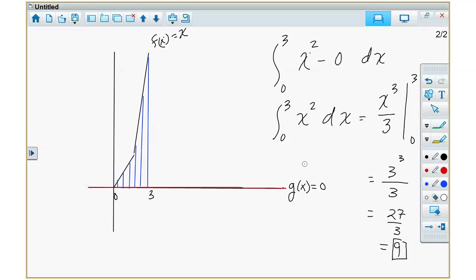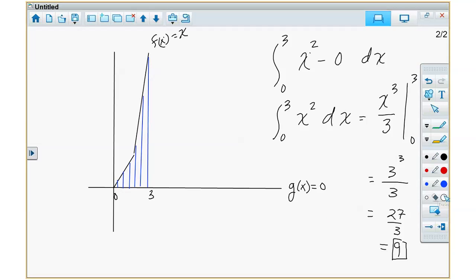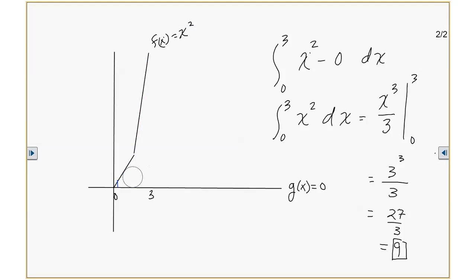Now, what happens if you got another line in there? Well, it changes things. So let's put, instead of the cube or the line, the red line, let's take the red line out. And let's add another line.